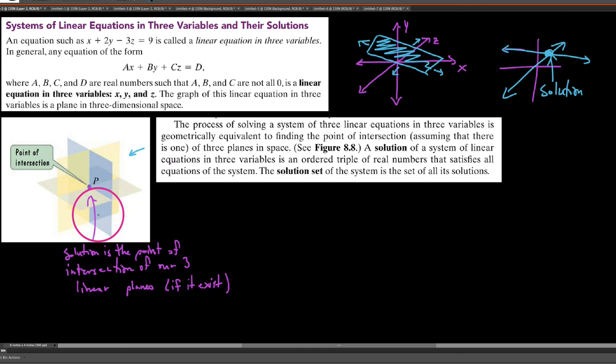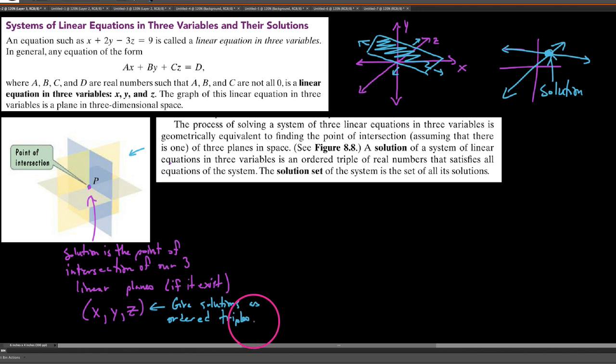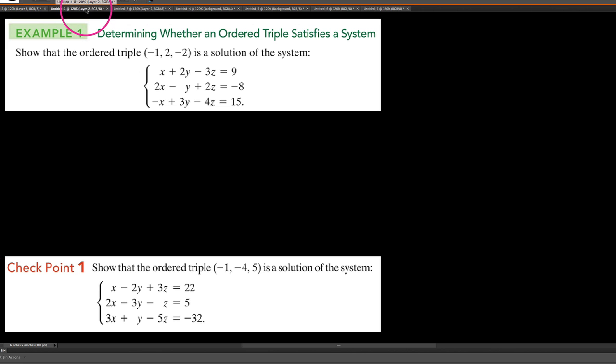One thing we also want to say is that we label this as an ordered triple. An ordered pair is this x, y pair. An ordered triple is x, y, z. So we give solutions as ordered triples. Recall, a solution is on all 3 planes, and therefore is a solution to all 3 equations in our system.